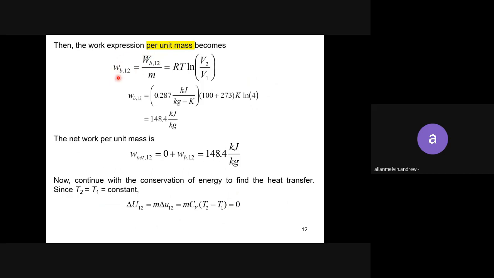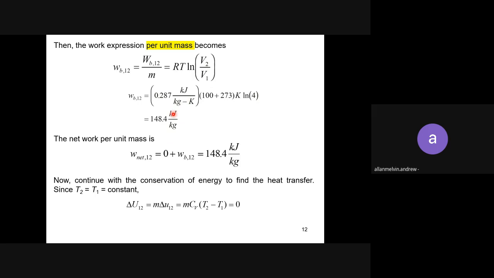Okay, so small w, because per unit mass equals to bigger w over m. Okay, so this is from the previous equation derivation. So RT ln V2 over V1. Okay, so you replace all the information. Okay, for normal air, R is 0.287. So you get this from your table, thermodynamic table. Okay, T is 100. So 100 plus, so T, so not in Celsius, so it must be in Kelvin. So 100 plus 273. Okay, so okay, this is K. So ln, so V2 over V1, we know, we calculate earlier 4. Okay, solve this, dapat 148.4.